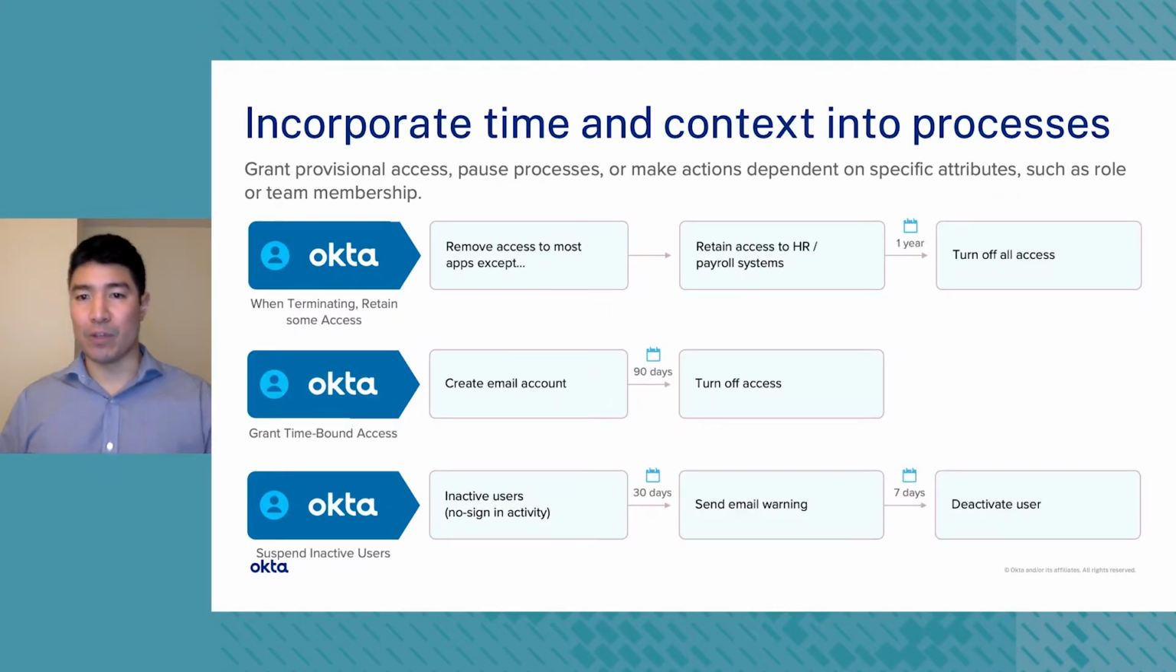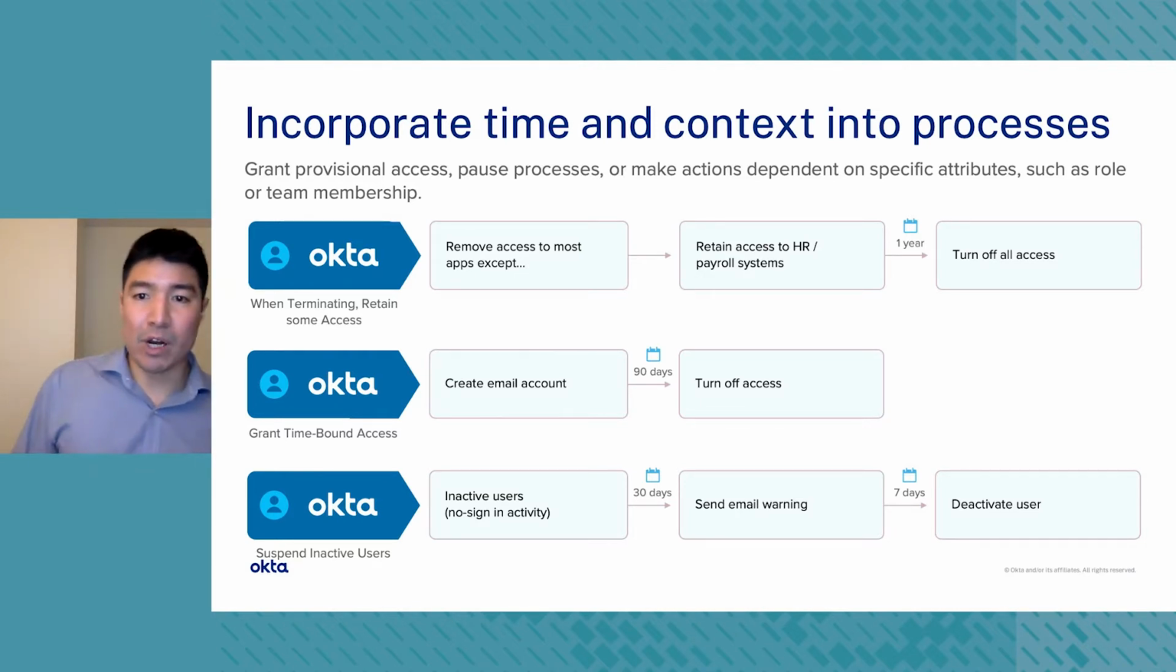Let's provide a few examples about the upper right set of use cases, which is all about introducing elements of timing or logic into your processes. A common use case you might want to address is when you terminate users, cut off all access except for maybe the HR or payroll app, because you want to allow the terminated user to download W-2s or pay stubs for 1 year, and then you want to automatically kill off access.